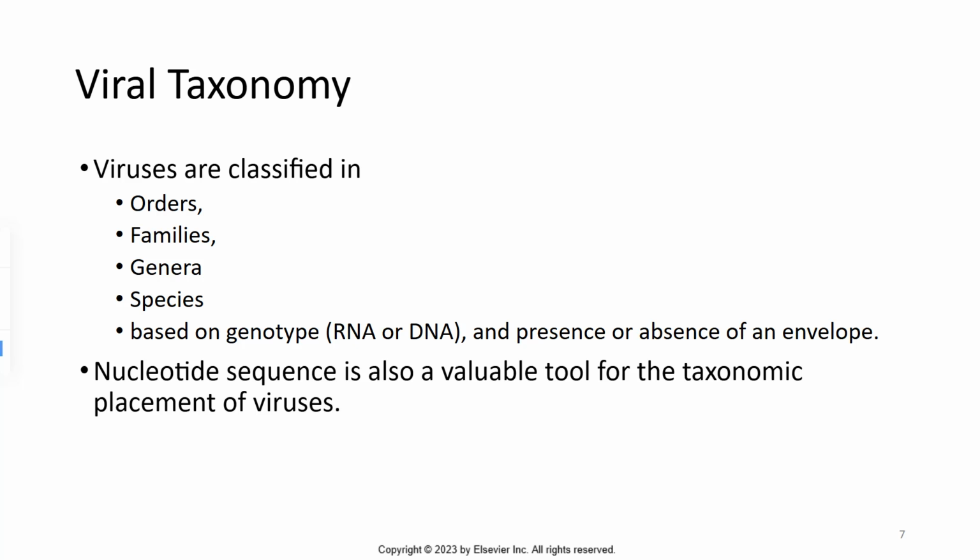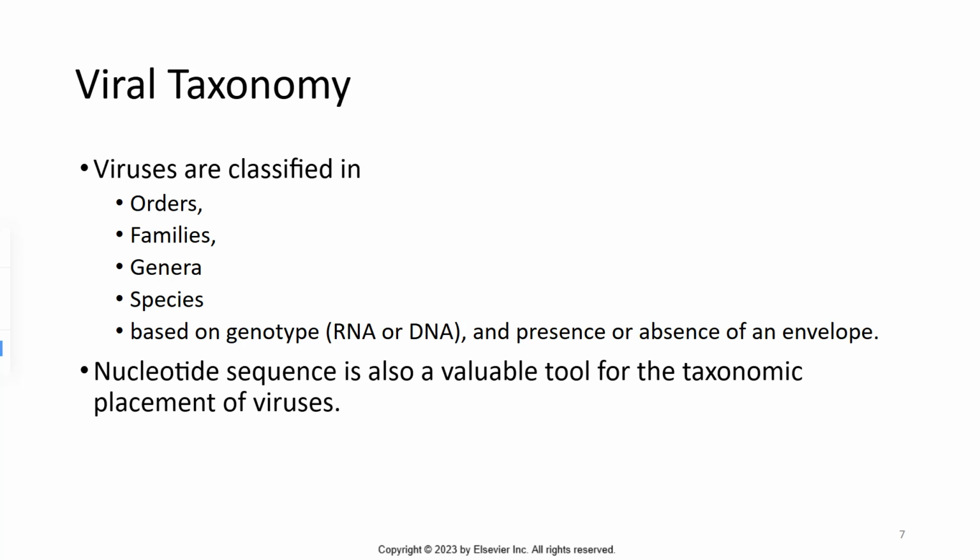Viruses are classified in orders, families, genera, and species, and based on genotype, RNA or DNA, and the presence or absence of an envelope. If they have an envelope, they're called enveloped viruses, and if they don't, they're called naked viruses. Many viruses also have spike-like proteins that stick out, and those spike proteins are very specific for which types of cell surface receptors they can bind to. So typically, viruses can only infect certain types of cells. If you get the common cold, you typically can't give it to your dog or cat at home, because they have different cell surface receptors that the virus can't bind to.